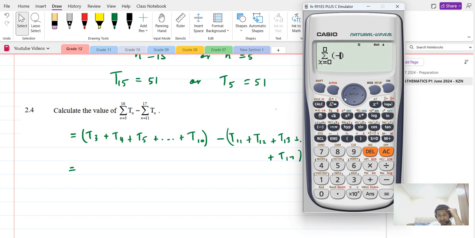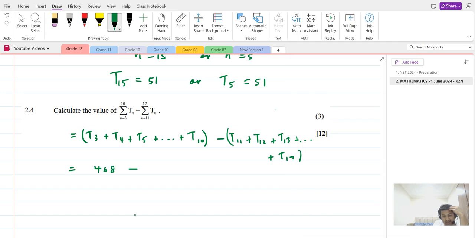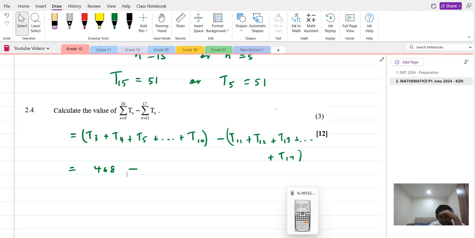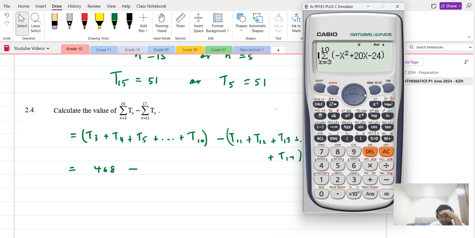So I'm going to enter minus x squared plus 20x minus 24, going from 3 to 10. If I sum up all the values from 3 to 10 of that formula, I'm getting 468. And subtract the sum of all this from 11 to 17. Nice, we got the formula already fixed there.